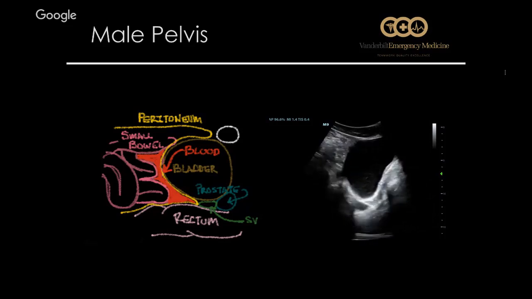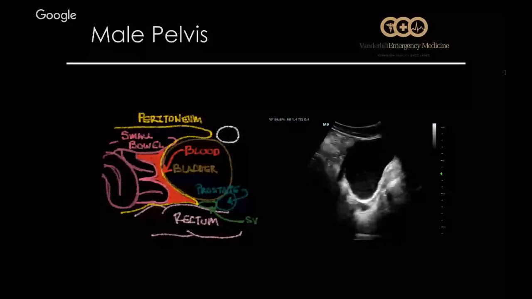Here, this is the same patient. I've just adjusted my ultrasound probe a little bit. Now the prostate and seminal vesicles are more easily viewed on the right side of the screen underneath the bladder. Again, looks like a bird's head and a bird's beak. And then adjacent to the seminal vesicles, we see that dark, pointy black fluid. That's a positive FAST exam.